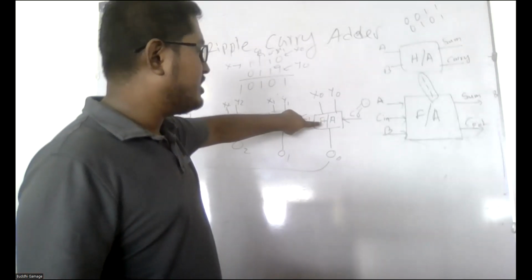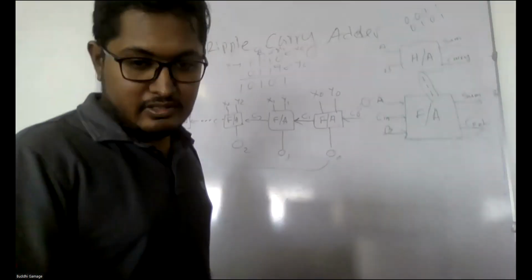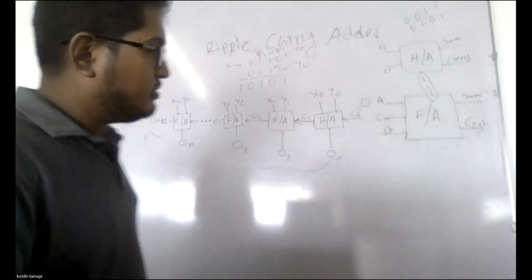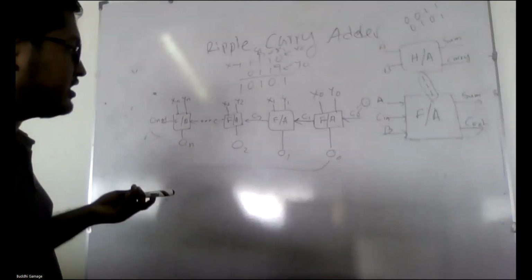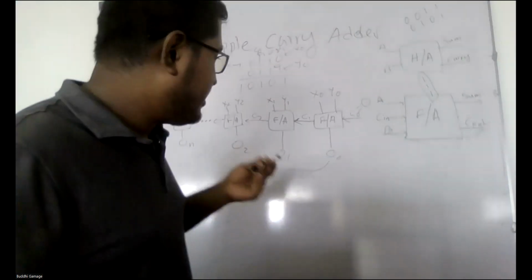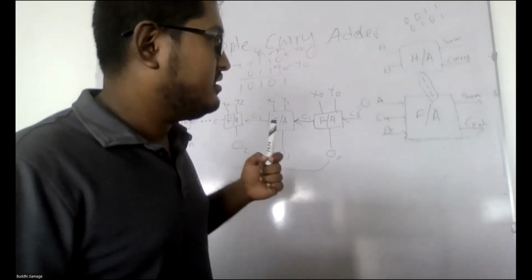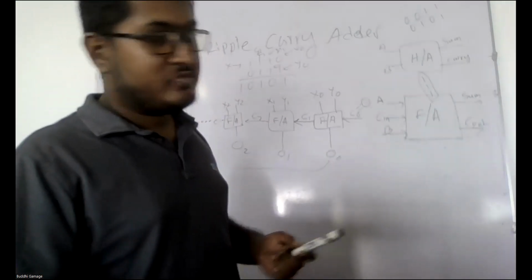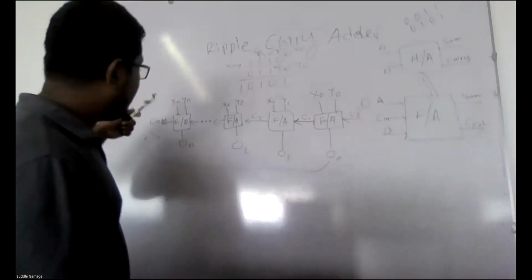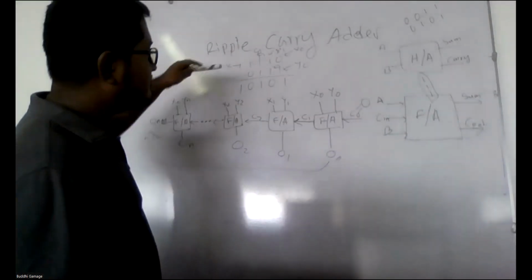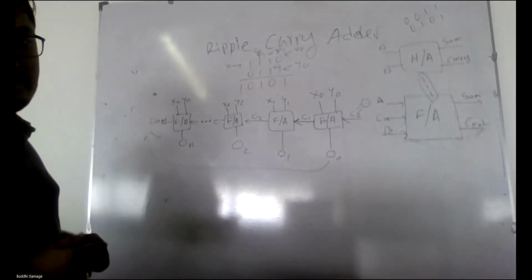So for a full adder, there are several circuits: two XOR gates, two AND gates and one OR gate. So there are several gates inside this full adder to do this mathematical calculation, right?